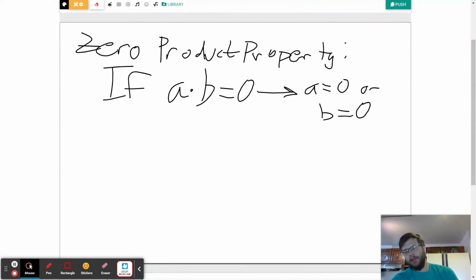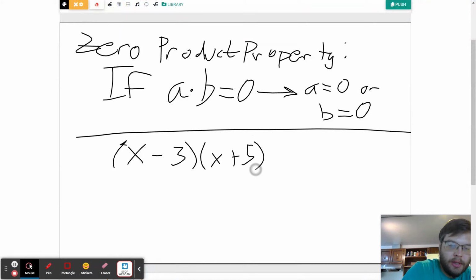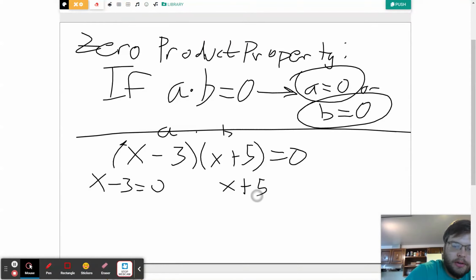Now we use this property when we have quadratic equations because we can write quadratic equations as a multiplication problem. So here's one quick example. Let's say I have x minus 3 times x plus 5 equals 0. Right here, this is like my a, and this is like my b. So what can I conclude? Either the first part is 0 or the second part is 0. Either x minus 3 is 0 or x plus 5 is 0.